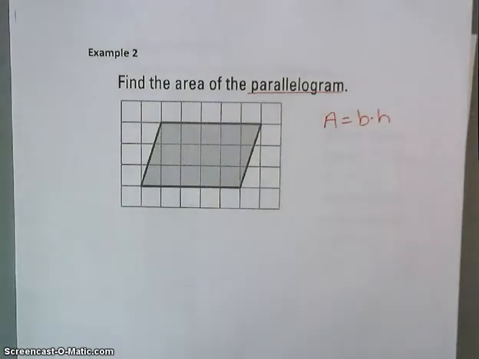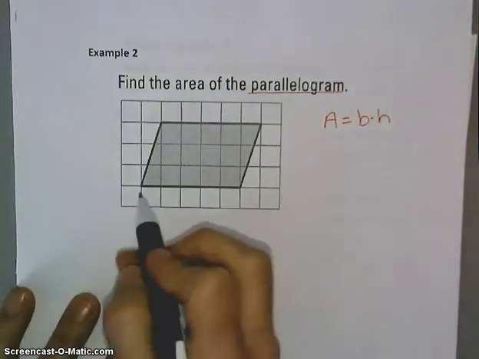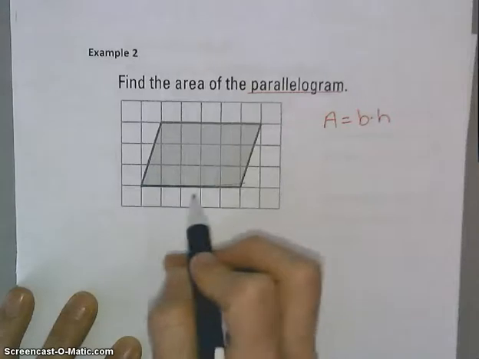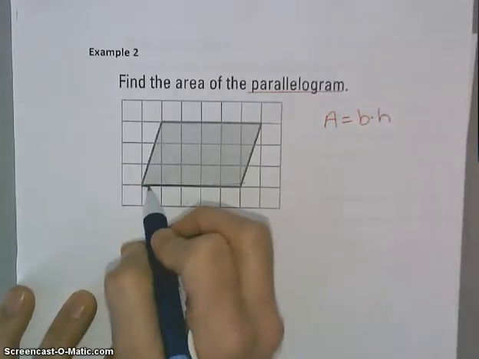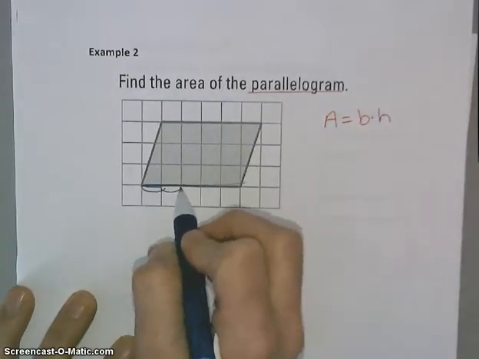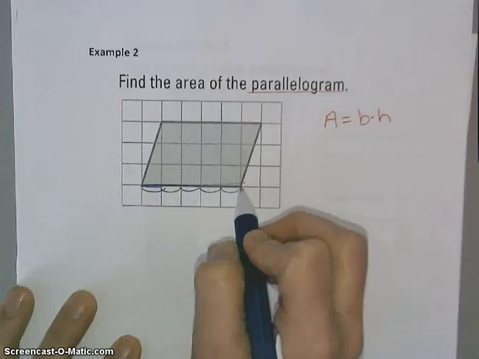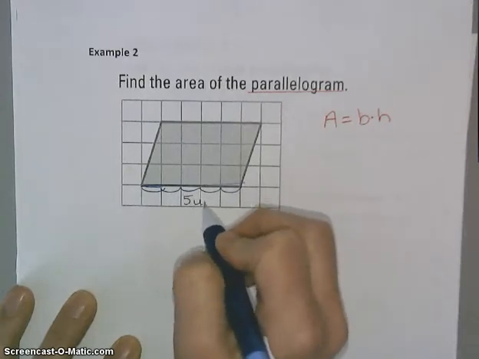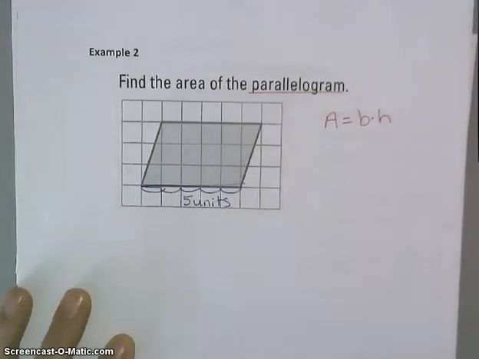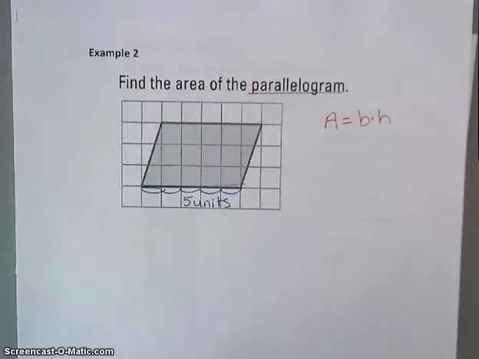Well, I need to find the base. Well, remember the base is the thing that if I were to stand it up, it would stand up straight. So if my base is 1, 2, 3, 4, and 5, so we're going to say 5 units is my base. Because I don't know if it's feet, inches, yards, so I'm just going to say 5 units.